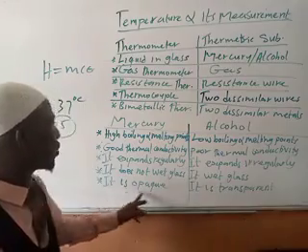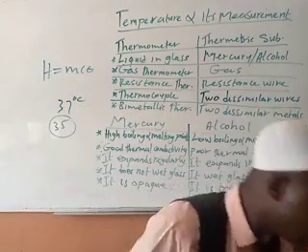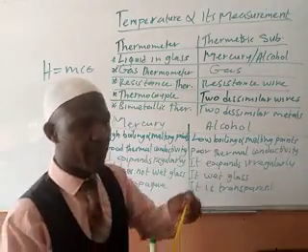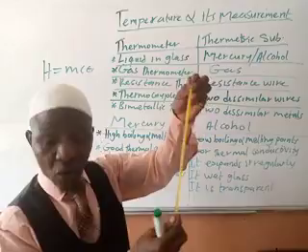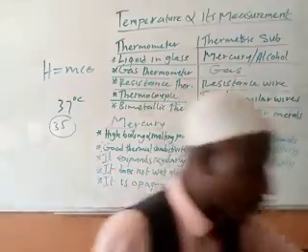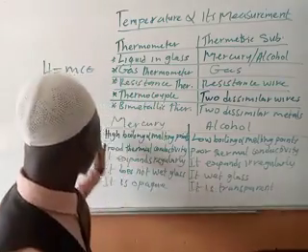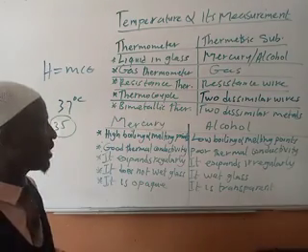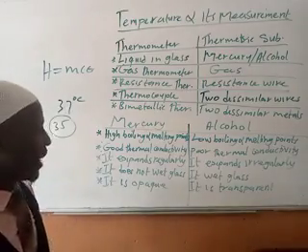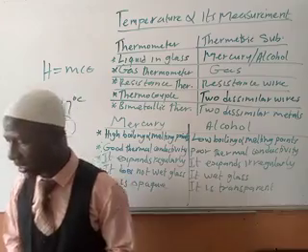Another one is that mercury is opaque. That is, we can easily see the mercury because of its color. But if it is alcohol without coloring it, you will not see it. So those are some of the differences between alcohol as thermometric substance and mercury as thermometric substance.